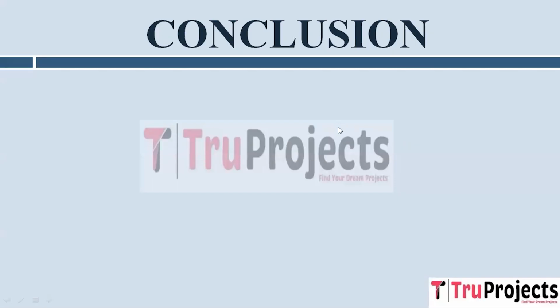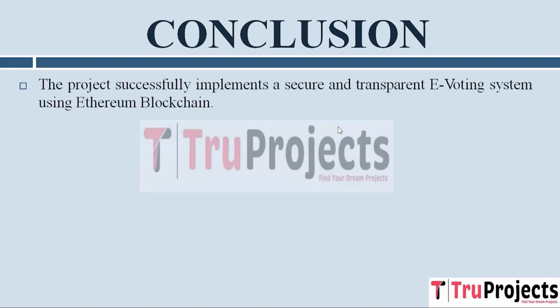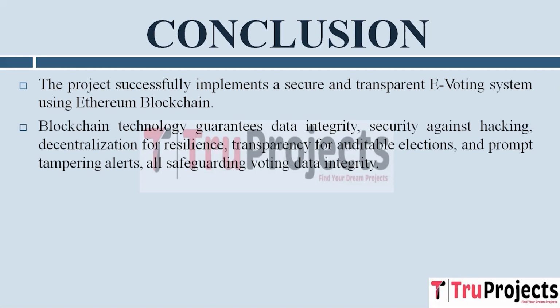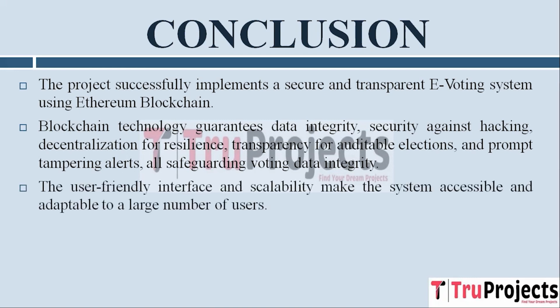So the conclusion here is the project has built a safe and clear electronic voting system using the Ethereum blockchain. Blockchain tech guarantees the safety of voting data. It is super tough for anyone to hack, and there is no single point that can fail, and everything happening in the election is open for everyone to see. The system is easy for people to use, and it can handle lots of voters at once. So whether it's a small election or a big one, it works smoothly.